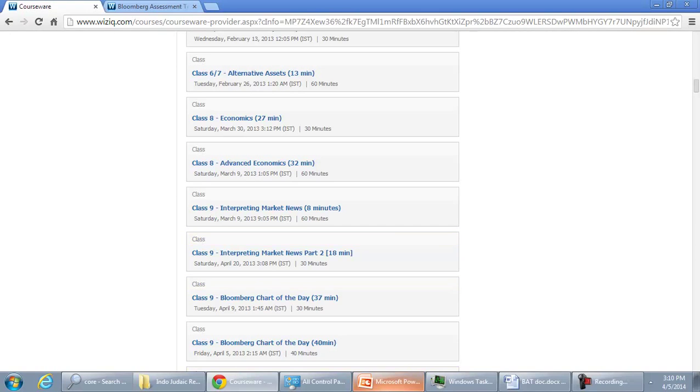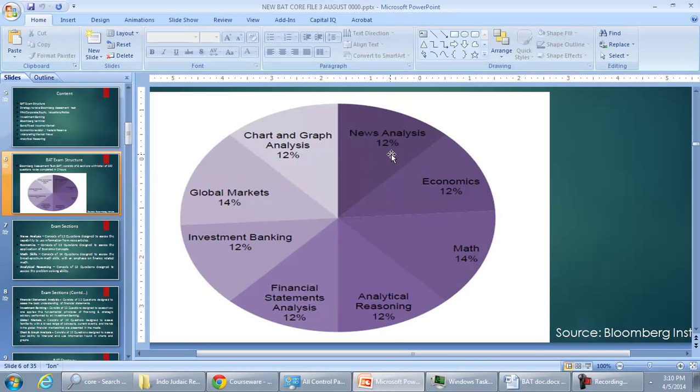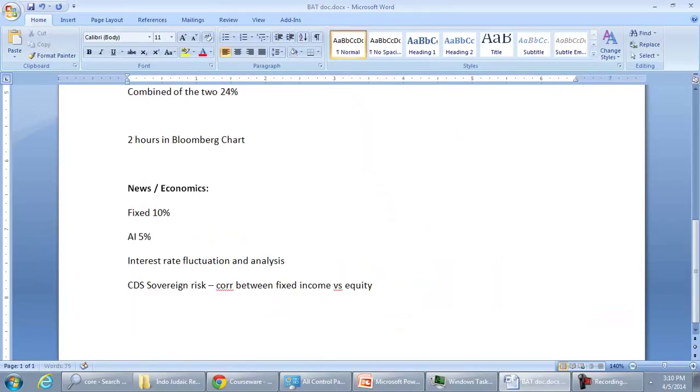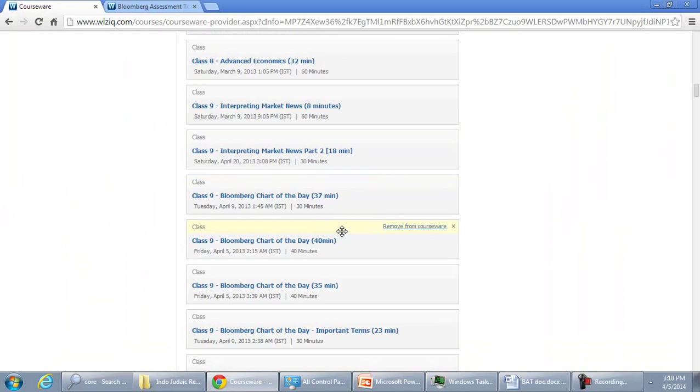Then we have alternative assets. This would be something in the global markets, but this is again very less. So I would give this class a weightage of 5% for the exam, not much.